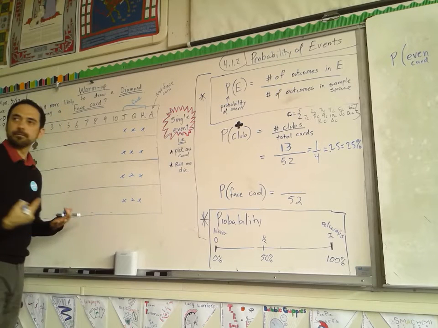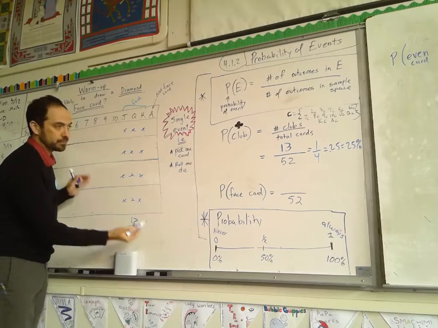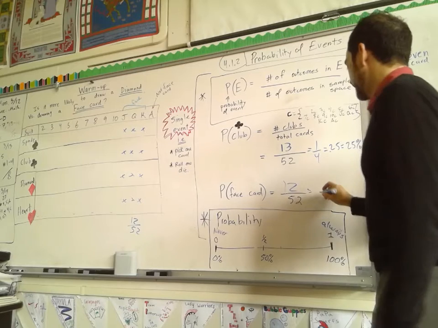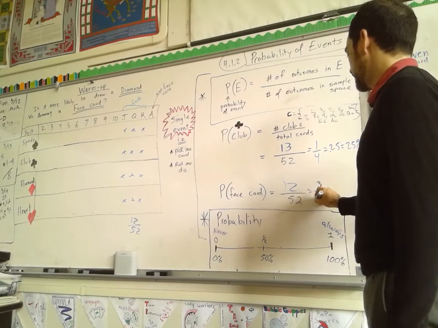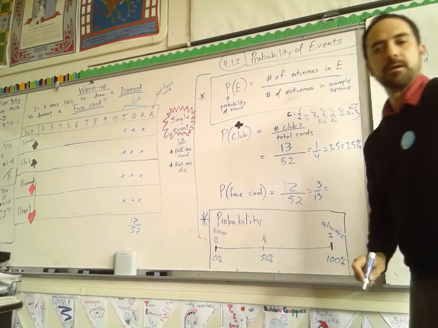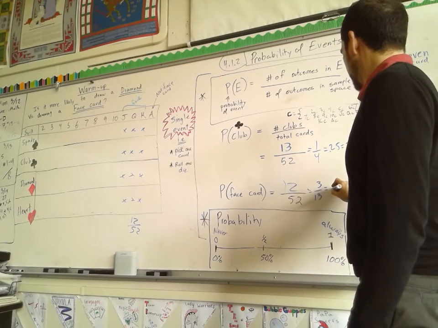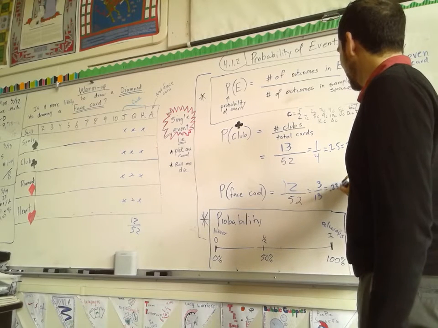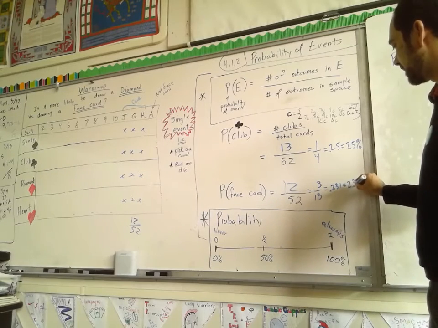How many do we have here? 12. 12 out of 52 total in the deck. So 12 divided by 52, look, we can go 6 over 26, 3 over 13. 3 divided by 13 is 0.231. So 0.23, and that's 23.1%. Yeah, that's how I remember.